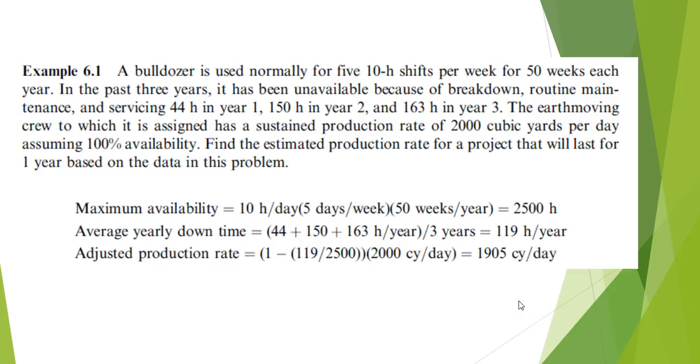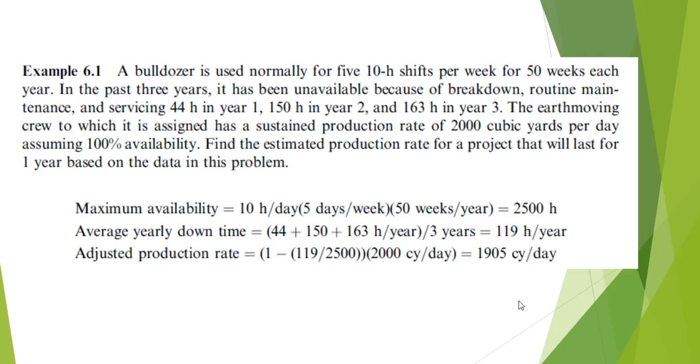Here's an example. If we have a bulldozer that we normally use for 5 10-hour shifts a week, and we do it for 50 weeks each year, okay, everybody takes 2 weeks of vacation. In the past 3 years, if it's been unavailable because of breakdowns or maintenance and servicing, in the first year it was unavailable 44 hours, in the second year 150 hours, in the third year 163 hours.